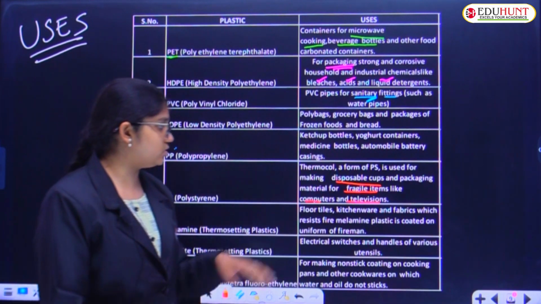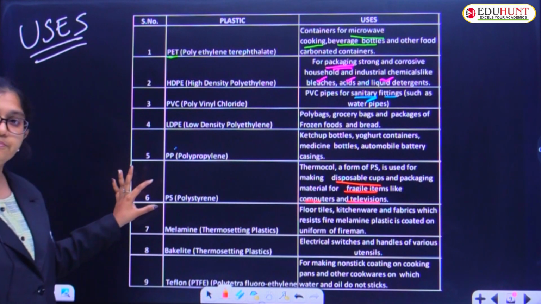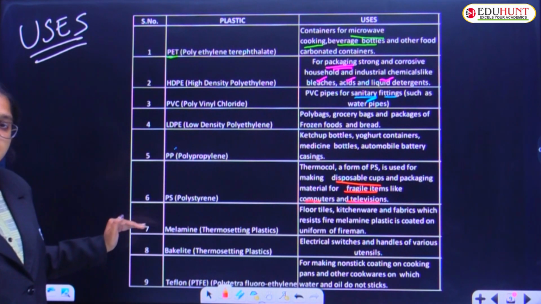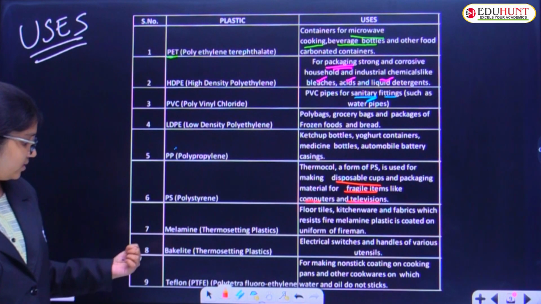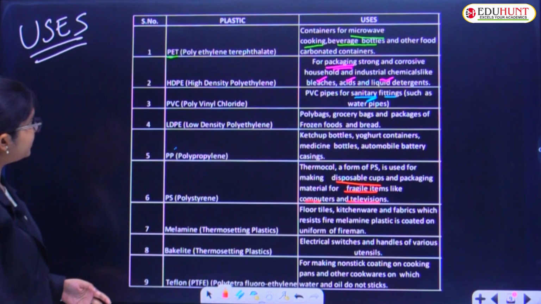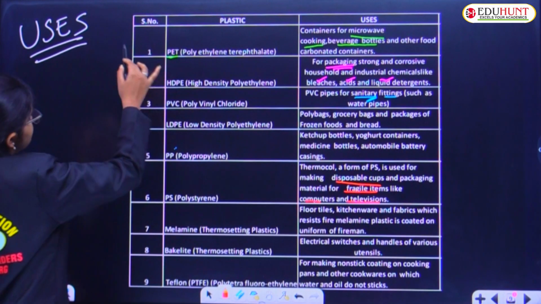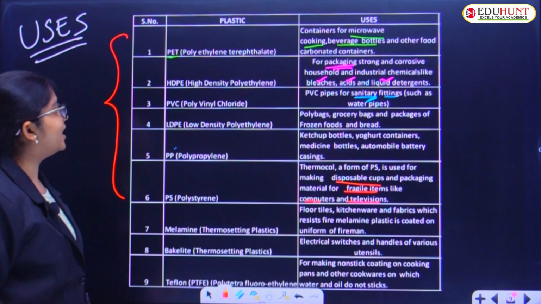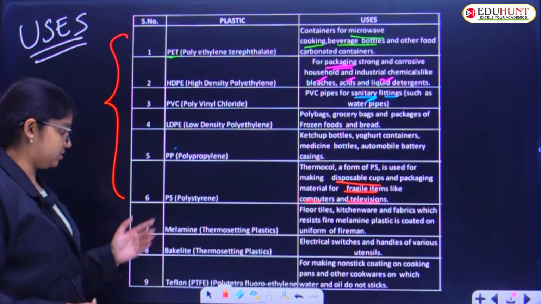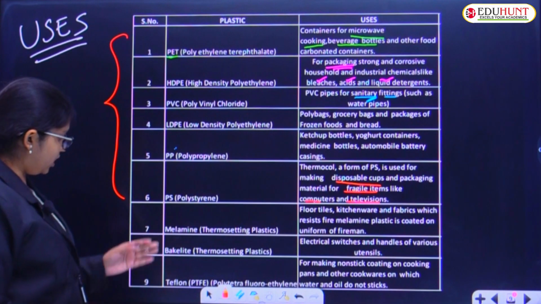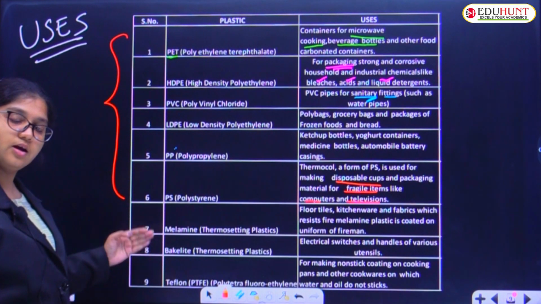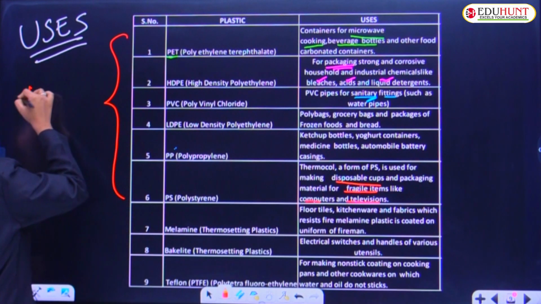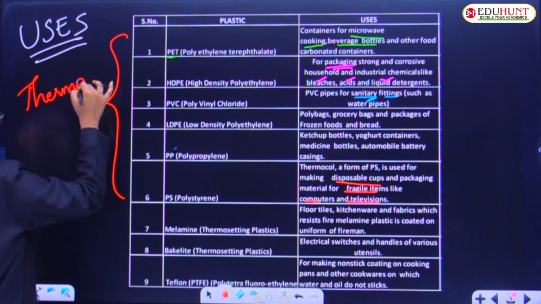Okay, for that purpose we'll use this polystyrene. Very good. Now coming to the seventh. What is seventh? Melamine. Children, if you see from 1 to 6, all these are thermoplastics: PET, HDPE, PVC, LDPE, PP and PS. All these are thermoplastics. What about melamine, bakelite? Melamine, bakelite, Teflon. These are thermosetting plastics. I'll write it here.